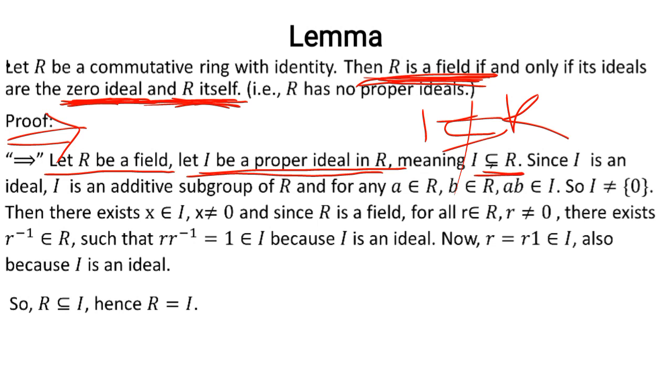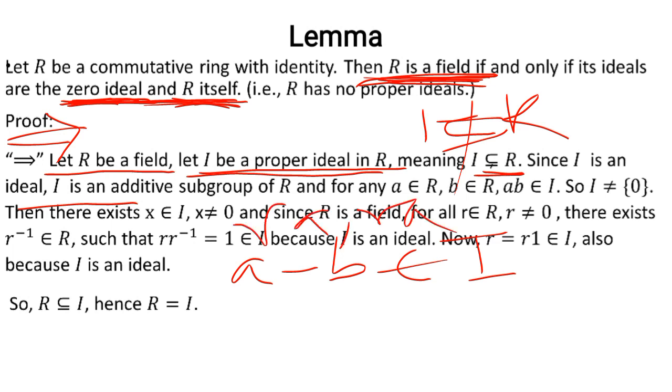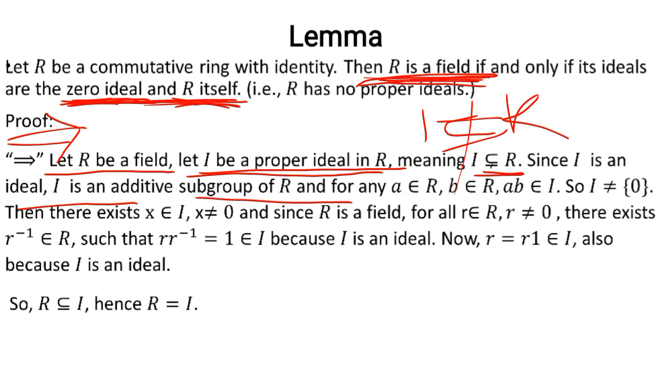Okay. So since I is an ideal, what does that mean? It means the property a minus b will be in I, right? Because that's an ideal, and it satisfies both the right ideal and the left ideal law, right? So both of them are in it. Okay, so let's read on. If it's an ideal, it is an additive subgroup of R, and for any a you pick in I and b in R, it means that this ab will be in I, right? It's a proper ideal.